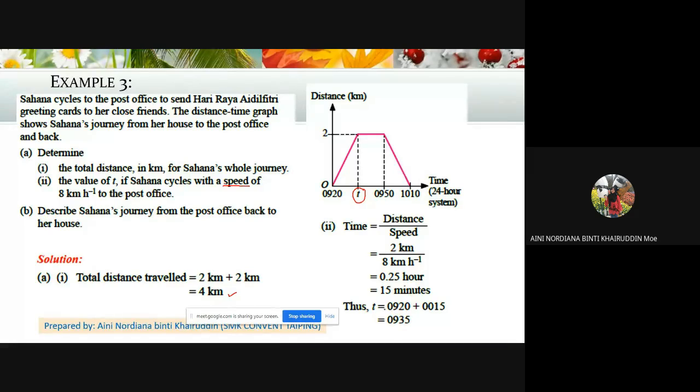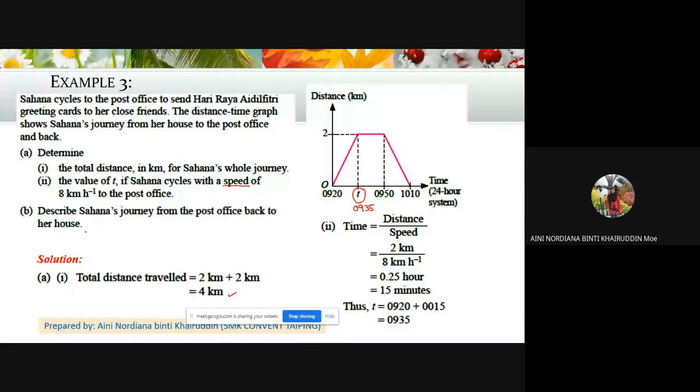So value of T, dia bergerak tadi 9:20 plus 15 minute. So kat sini adalah 0935. Ini masa dia sampailah dekat post office. 15 minit sahaja. Mungkin post office ni dekat lah dari rumah dia kan. So cycle 15 minit.